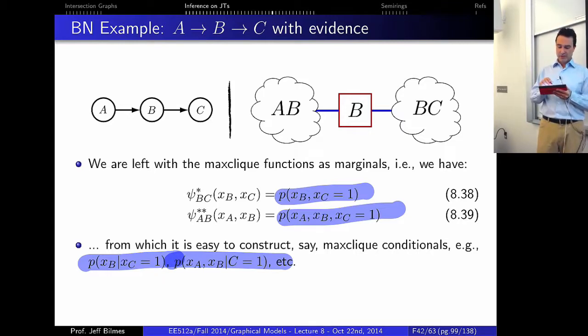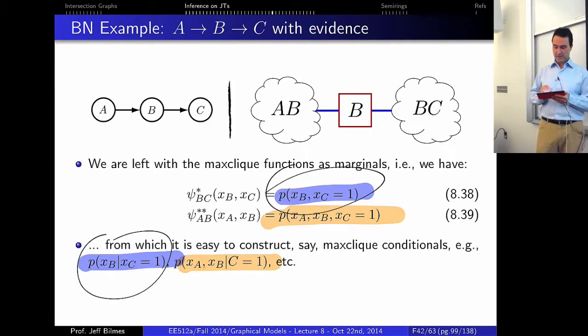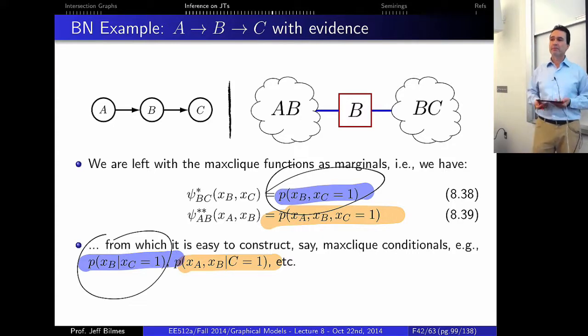So computing, say, this here based on this here is very easy, right? It's just locally normalizing it. We don't have to go outside of that potential function anymore to get that conditional. Similarly, computing the blue one here from the blue one there, it's just a local normalization. We don't have to go outside that local table.